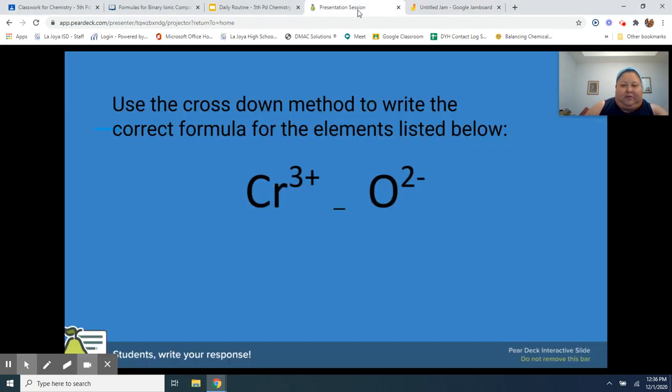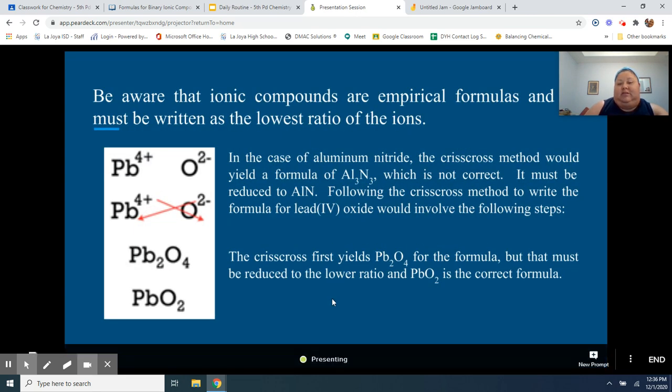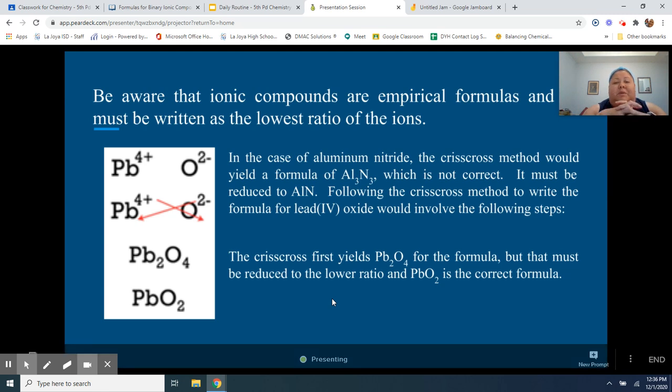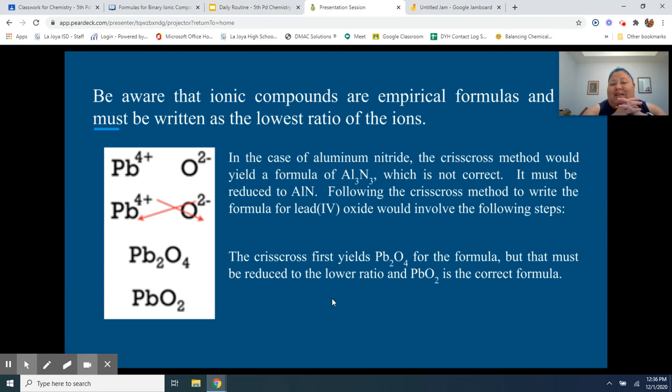Okay, let's go back to the presentation. All right, there's something that you have to be aware of. Watch out for it. Be aware that ionic compounds are empirical formulas and must be written as the lowest ratio of ions. If you can divide those subscripts, divide them. If you can't, leave them the way they are. In the case of aluminum nitride, okay, the crisscross method would yield a formula of Al3N3.